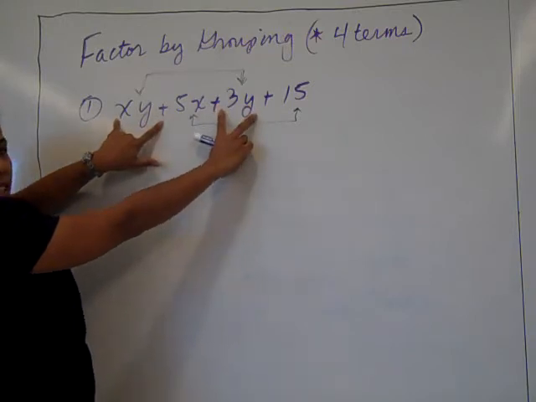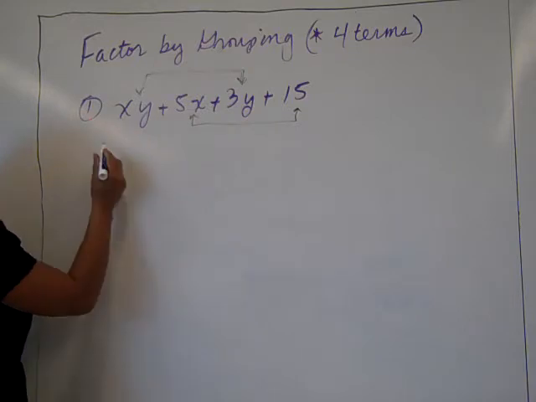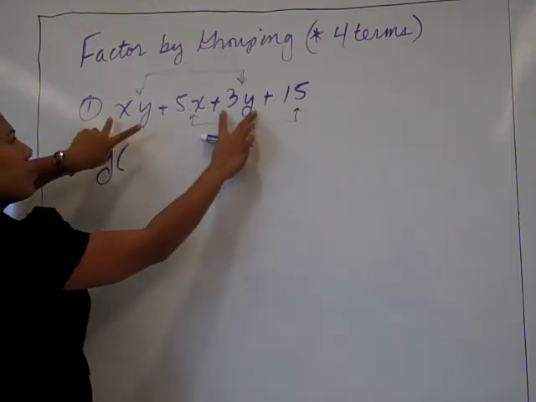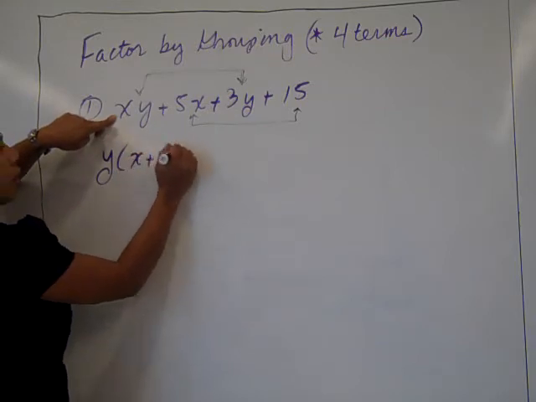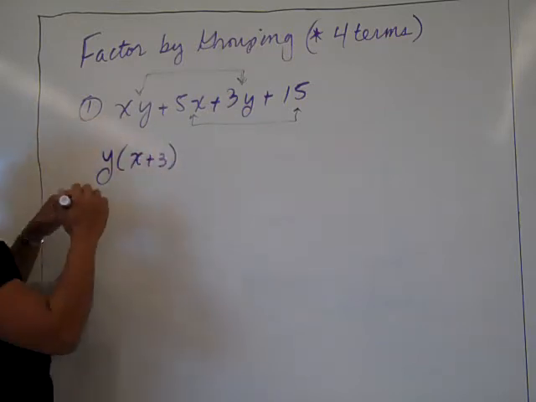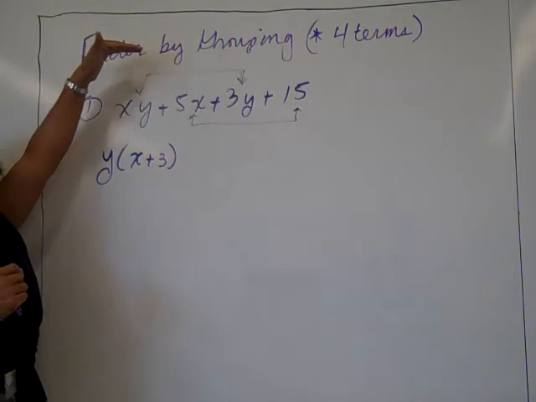Let's look at the upper arrow. So here I look at these two, right? What's my GCF there? y. Let's factor y out of there. If I factor y out of this, what do I have left? x plus 3. Good. You see it? All right. Are you okay with my first top arrow?